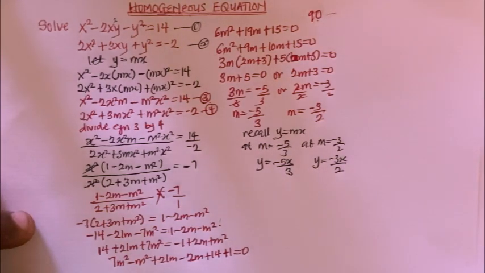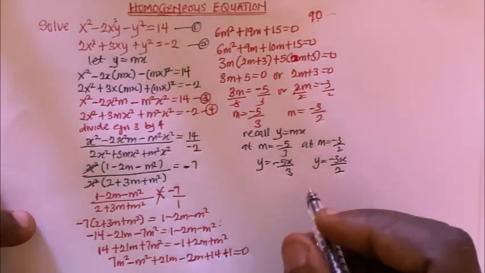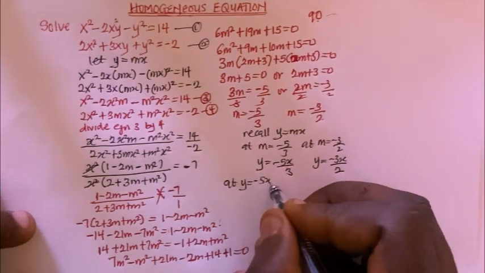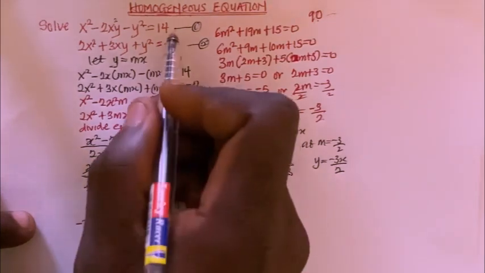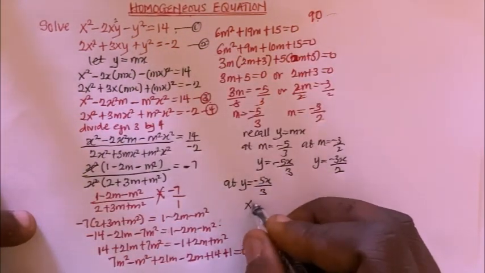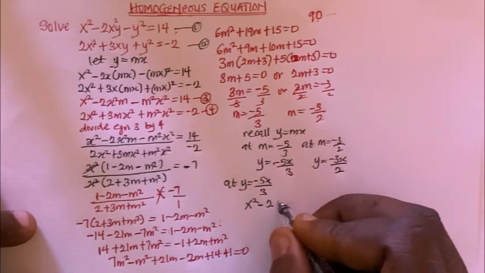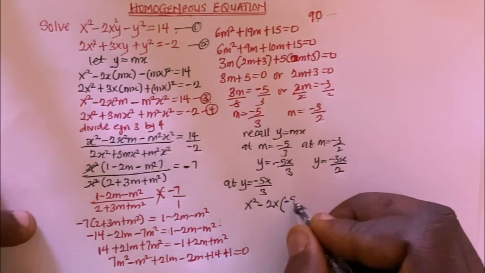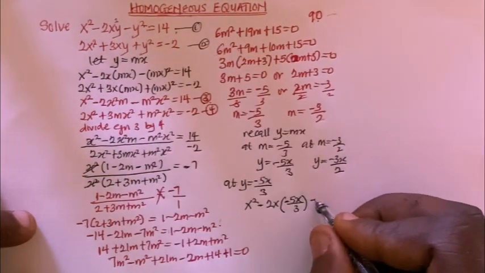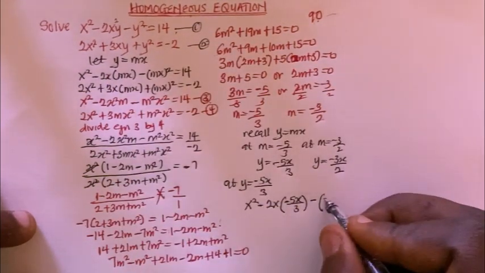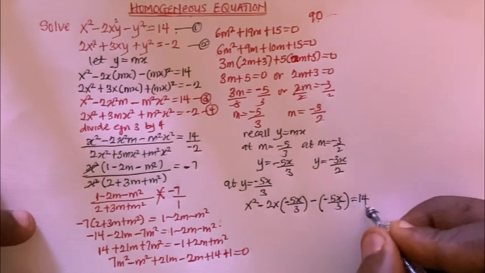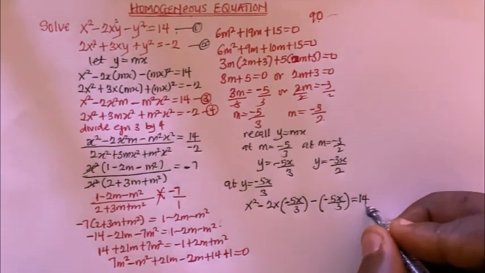Now let's deal with the first expression of y. The first is y equals minus 5x divided by 3. We are going to put this into equation 1. So here we are going to have x squared minus 2x into brackets minus 5x divided by 3, then minus into brackets minus 5x divided by 3 equals 14. That's for the first expression of y.